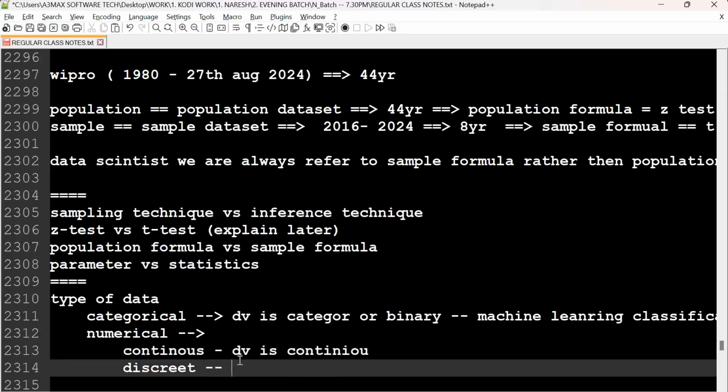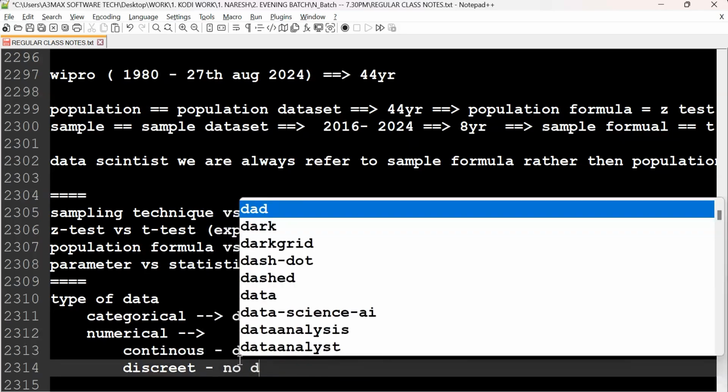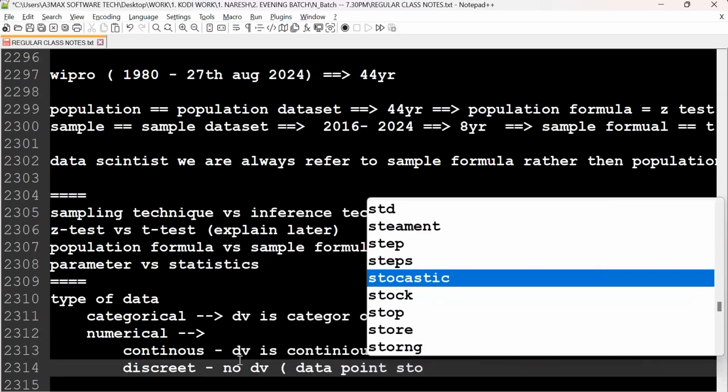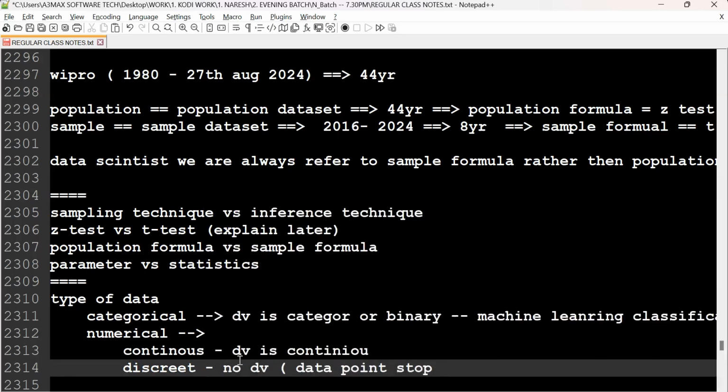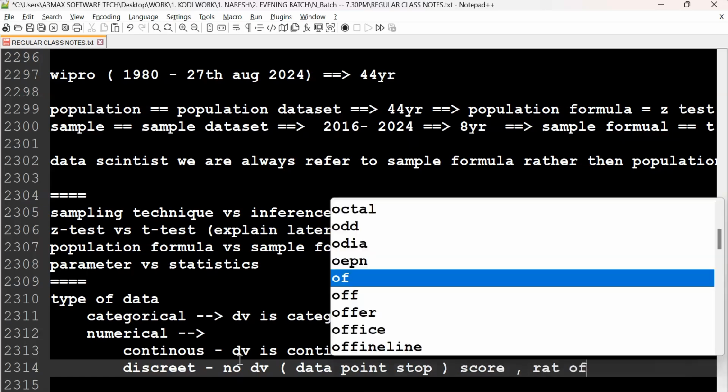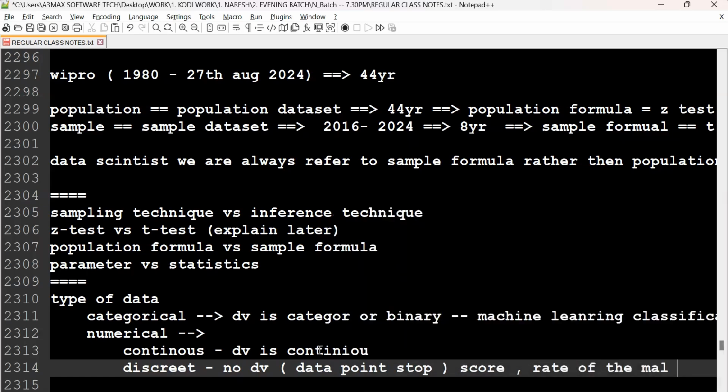And here in discrete, actually there is no dependent variable. The data points stop. For example, score. Can I say height and weight? No. And rate of a meal. Rate of the meal. So the best example you can consider is score.